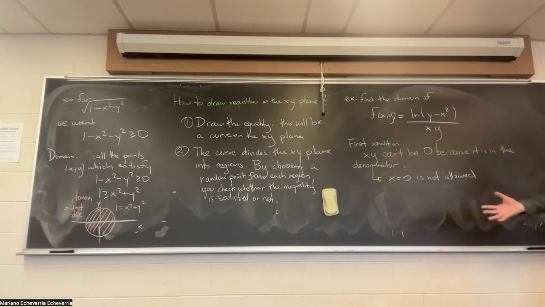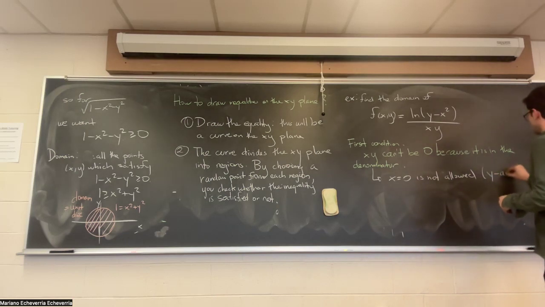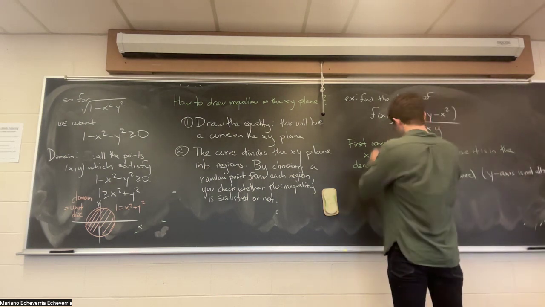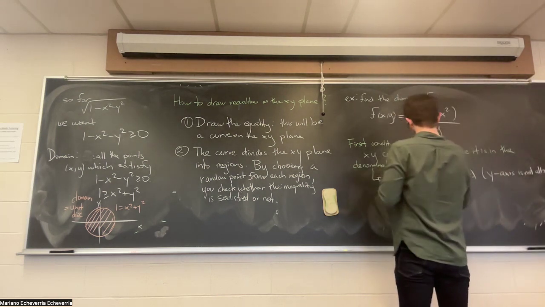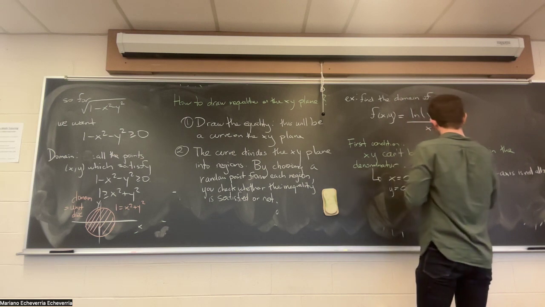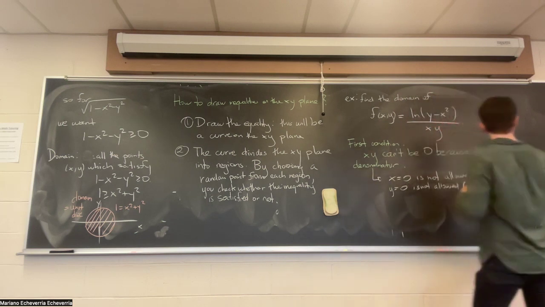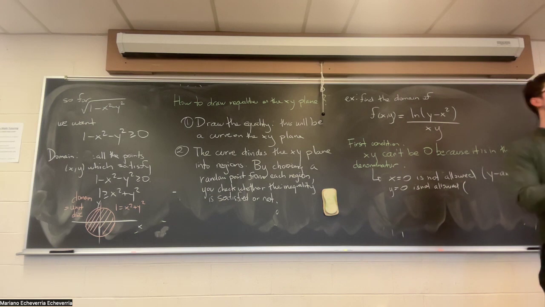When is x equal to zero? That's the y-axis, right? So all the y-axis is problematic in this picture. So the y-axis is not allowed. And by essentially the same logic, y equals zero is not allowed. When is y equal to zero? That's along the x-axis.